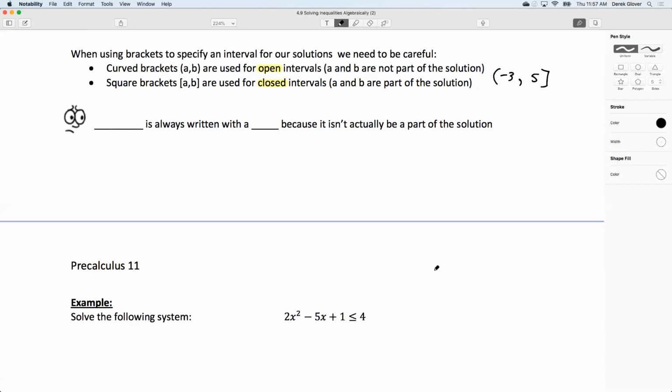And then one other thing to be a little bit careful with is that plus or minus infinity is always written with curved brackets, because it's not actually part of the solution. It's a way of saying all numbers below this point, all the way to negative infinity. But negative infinity itself isn't a number. It's more of a concept. So we can't really include that in our range, so you need to use curved brackets in that case.